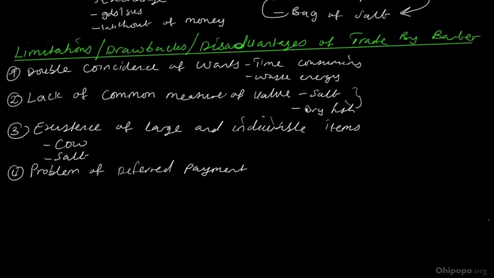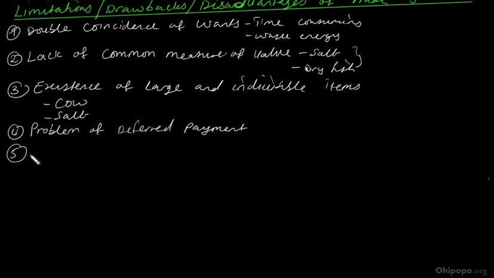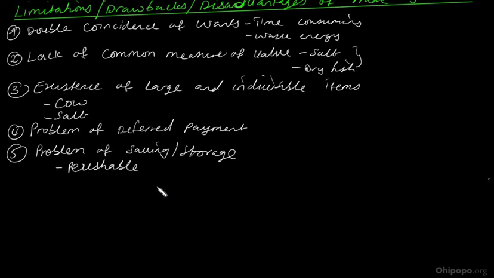Also, the next problem that we are going to see will be the fifth, the problem of saving or storage. Okay, now you see that people find it very difficult to accumulate wealth. That's why in those days poverty was rampant, because people find it very difficult to accumulate wealth in terms of what? Goods and services. Why? Because some goods were perishable, and they cannot be kept for a long period of time. And the storage facility at that particular moment in time was very poor. So by so doing, you see that it increased what? Poverty, as people find it very difficult to accumulate wealth.